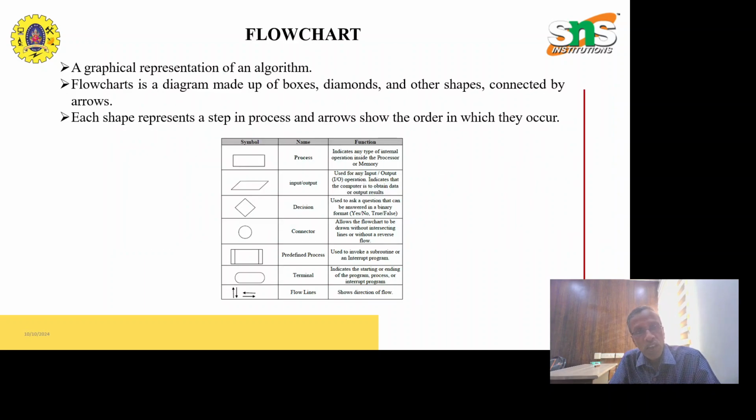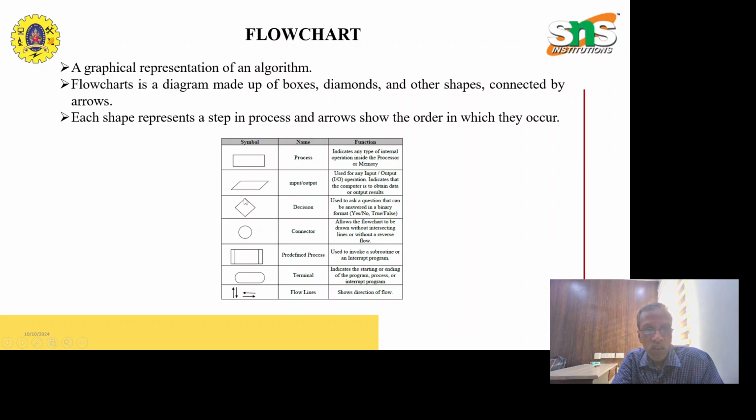Coming to the flowchart. A flowchart is an entirely graphical representation of an algorithm. A flowchart is a diagram made up of boxes, diamonds, and other shapes connected by arrows. Each shape represents a step in the process, and the arrow shows the order in which they occur. For example, the rectangle symbol represents the process of activities.